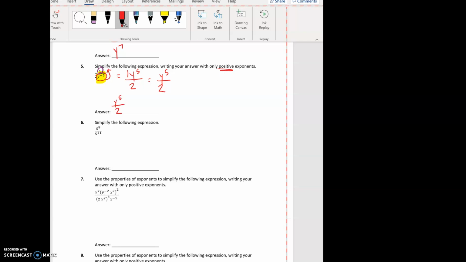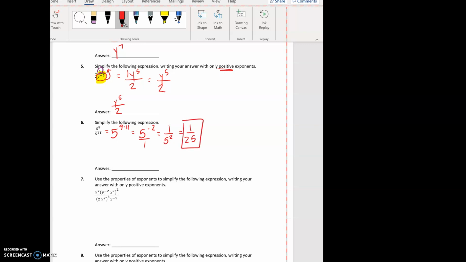Number 6, simplify. So I'm looking at this. I have 5, the same base, and I have exponents 9 and 11. So when we divide exponents, we subtract. Okay, so we can do this 2 ways. First of all, I can think about it as 5 to the 9 minus 11, which is -2. All right, we're not allowed to have a negative exponent, so I'm going to flip that to the denominator and think about it as 1 over 5 squared, which is 1 over 25.